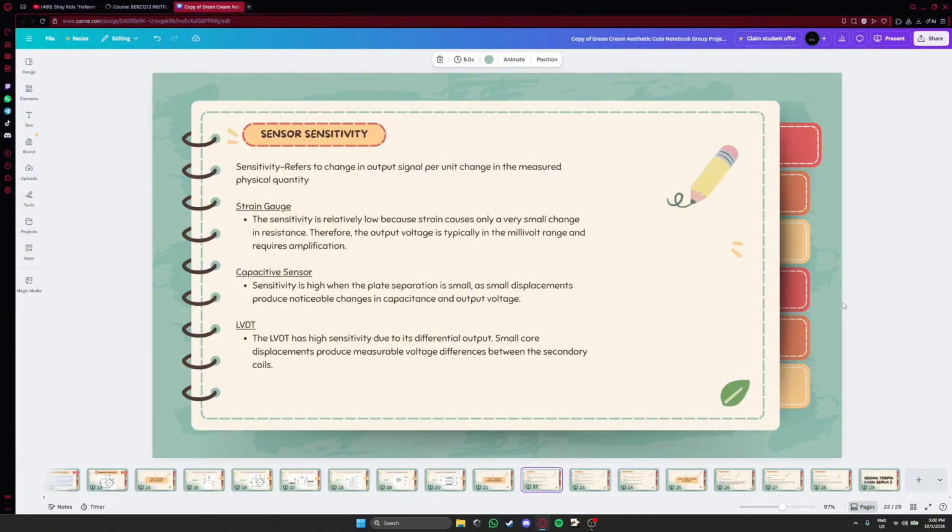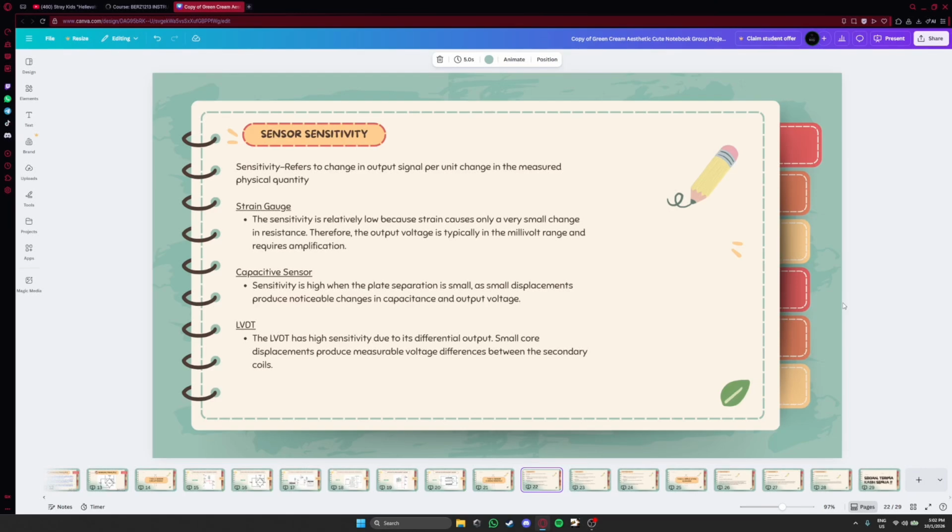First, for sensor sensitivity, what is sensitivity? It refers to the change in output signal per unit change in the measured physical quantity. For the strain gauge, the sensitivity is relatively low because strain causes only a very small change in resistance. Therefore, the output voltage is typically in the millivolt range and requires amplification.